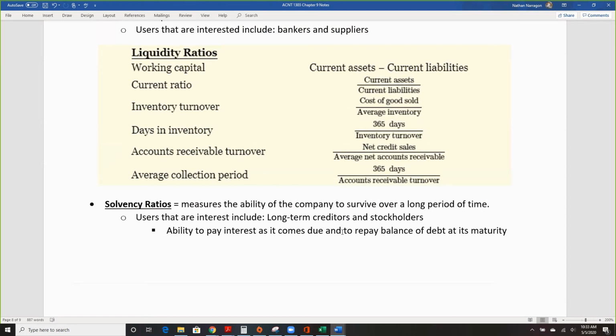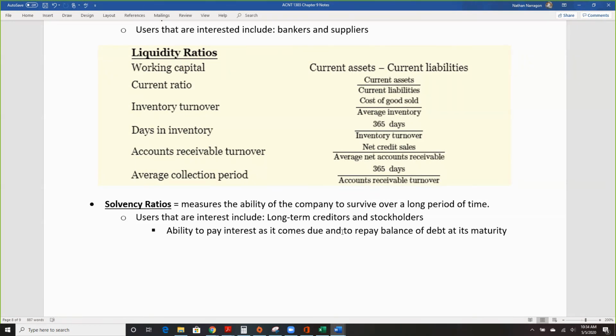Basically, auditors are going to use these more to see if the company has a going concern, meaning, are they going to go bankrupt? So, basically users for this one are very big on long-term creditors, so the bank itself, or anybody else that gives you a loan, and stockholders. Big on these ratios. Again, it's going to be your ability to pay interest as it comes due, and to repay balances of debt at maturity. So can you pay your bonds? And those bonds that came out in Chapter 8.